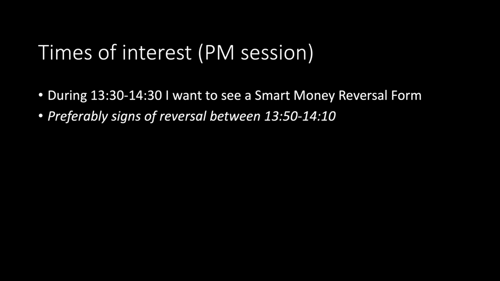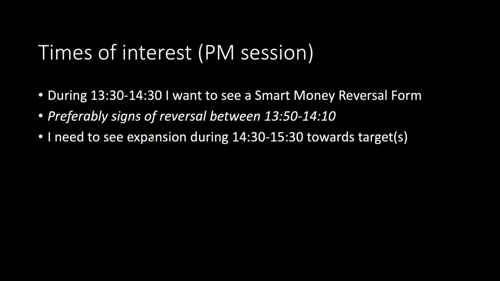Again, this time window is a macro window in which I want to see speed and velocity be injected into the marketplace, and this can come in the form of quick sell side delivery followed by quick buy side delivery if bullish within a buy model, and if we are seeing quick buy side delivery followed by quick sell side delivery if bearish, so within a sell model. That's why I want to see signs of reversal between those times.